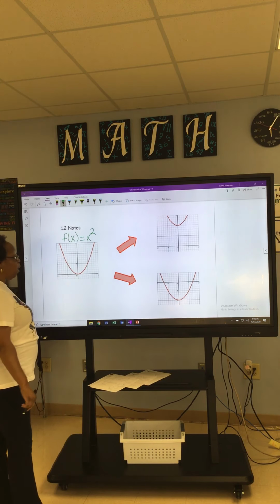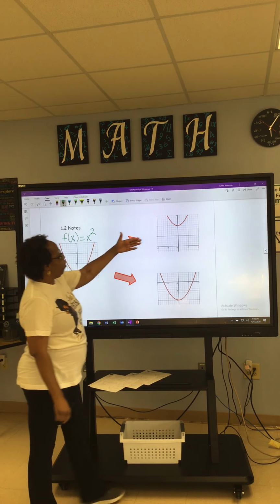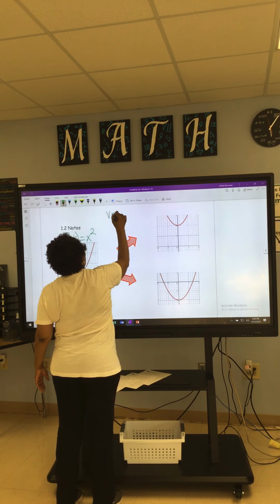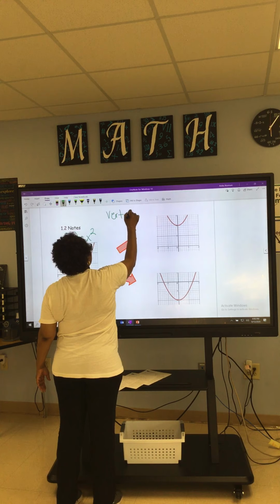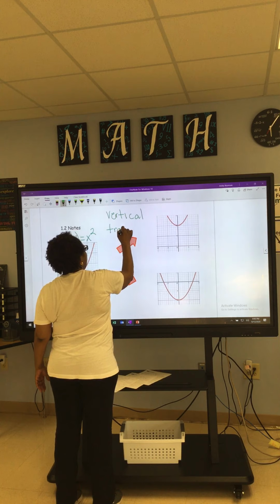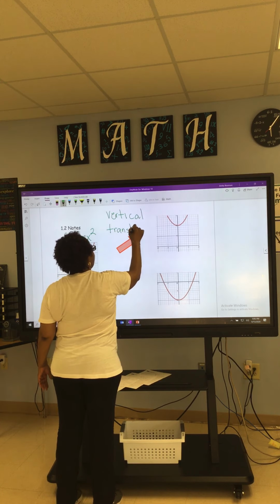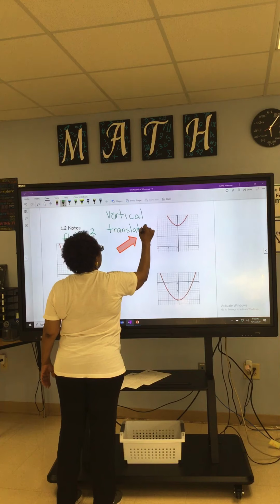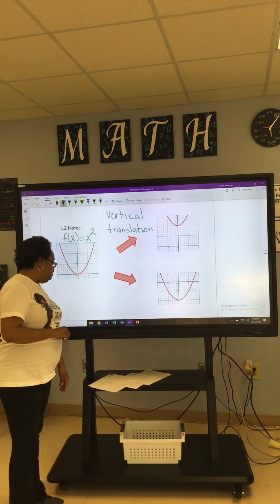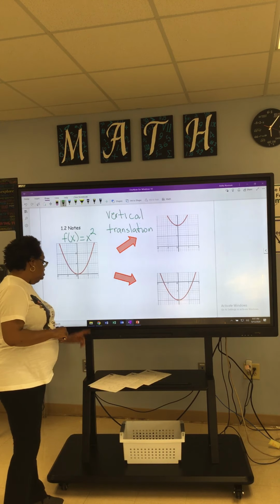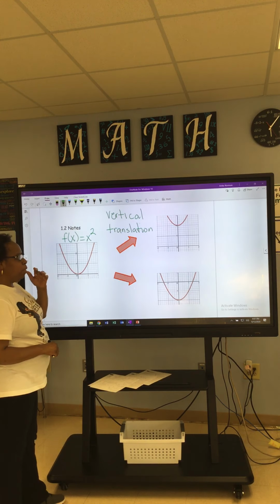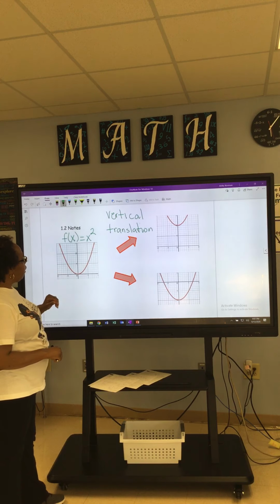This is going to be called a vertical translation, because you see here it moved up and this way it moved down. So we're looking at a vertical translation. And translation is just movement. When something is translated from one point to another point, it's just been moved. When you add something to the function itself, that's going to shift it up or down.